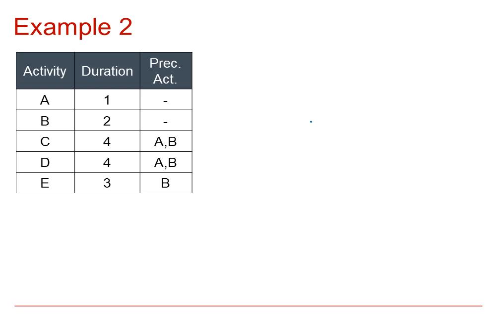So here's example 2, and we'll draw a network for this and see when we need the dummy activity. We start off with our start node, and then activity A lasts for 1, no precedence. B lasts for 2, no precedence. Now, do you see the repeated use of letter B? We need an activity that follows B on its own, but we need one to follow A and B. So I can easily show E following B on its own. There's E following B, but now I need to show, for example, C follows A and B.